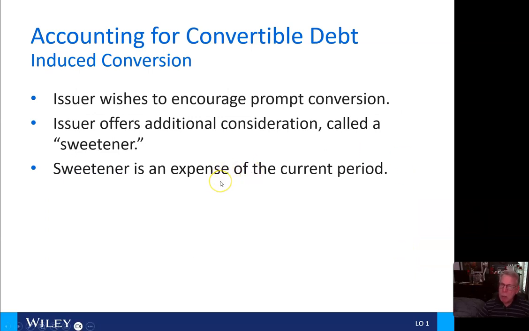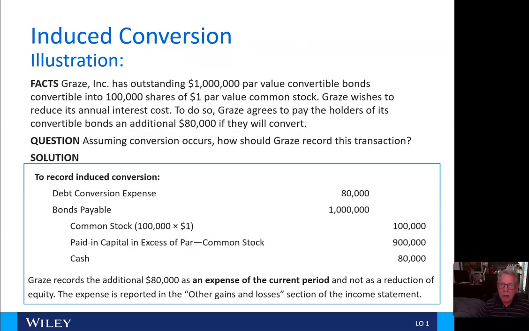Sometimes an issuer might want to induce a conversion. The issuer wishes to encourage prompt conversion by doing that action. The issuer offers additional consideration, sometimes called a sweetener, and the sweetener is an expense of the current period. So let's look at an example.